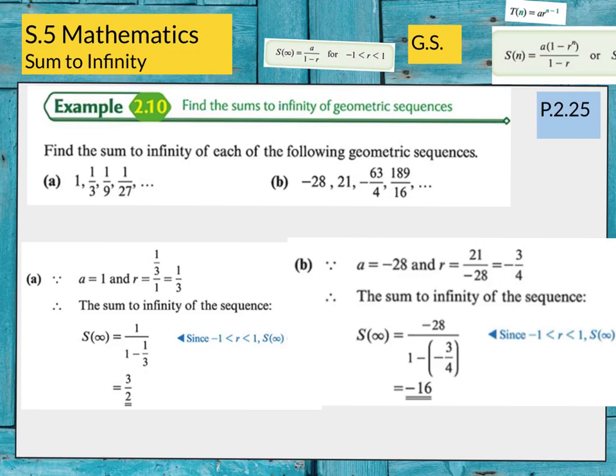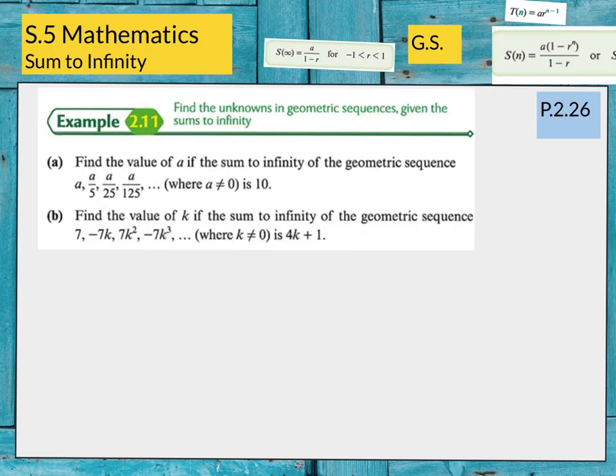So step 1, find the R with a reasonable value. Take the second term divided by the first term here, so you get -3 over 4. Then you can use the formula of sum to infinity. Make sure you calculate this correctly. You may use a calculator to do so. So this is the basic setup.